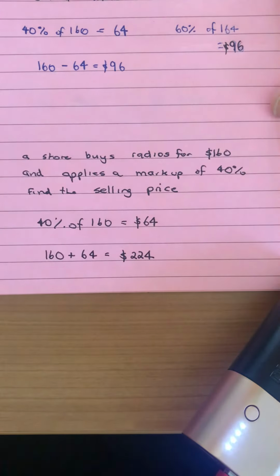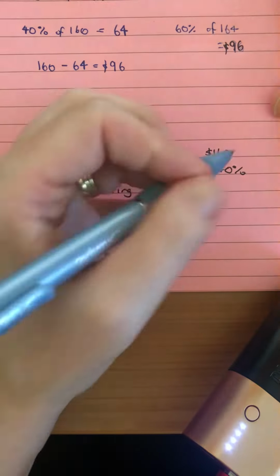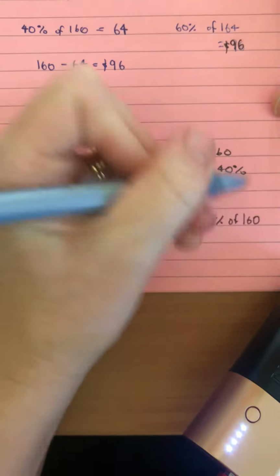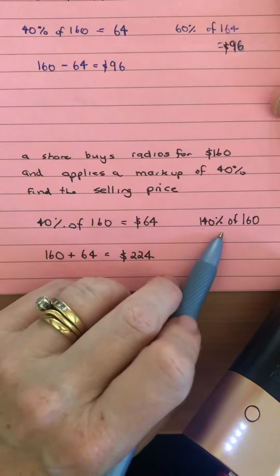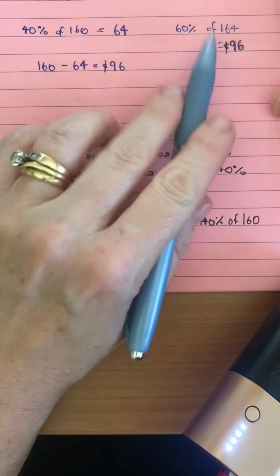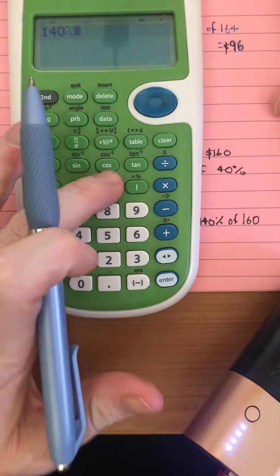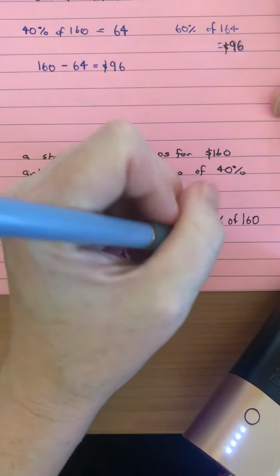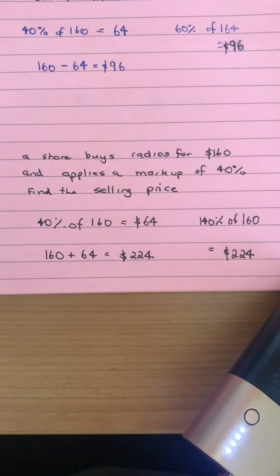We could also go like we did the other time and say if 40% has been added, that's the same as 140% of 160. And we could do that by changing that to a decimal first. So we could do 1.4 times 160. Up here we could have done the 0.6 times, but we have it on our calculator percent anyway. So we can do 140% times 160 and we get $224. So both ways are fine, both ways are acceptable as long as you're showing your working along the way.